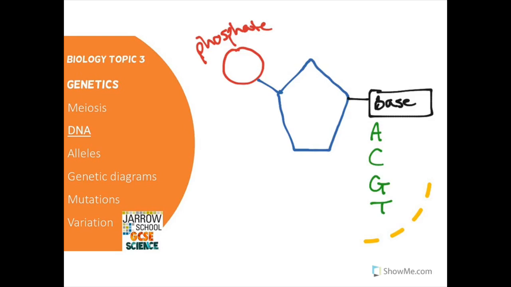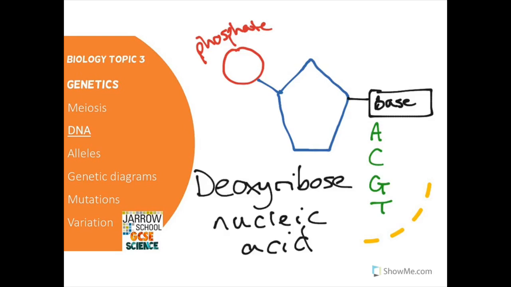So to summarise, DNA is just a chemical which is called deoxyribose nucleic acid, DNA. The deoxyribose bit, that's the sugar, and it also has a base which can be A, C, G or T.